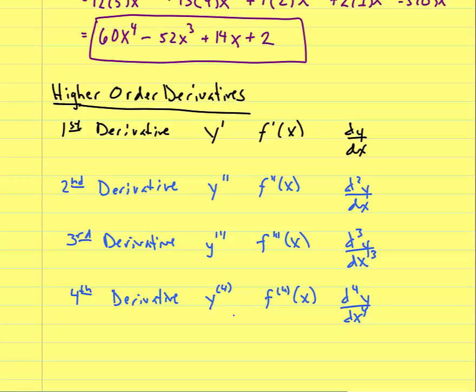So you can see this progression, and a lot of textbooks use Roman numerals here, so they might use an IV for fourth and a V for fifth. Well, let's go ahead and look at some higher order derivatives. And basically, just as we said, once you start taking derivatives, you just keep taking derivatives until you get to the order that you were looking for.